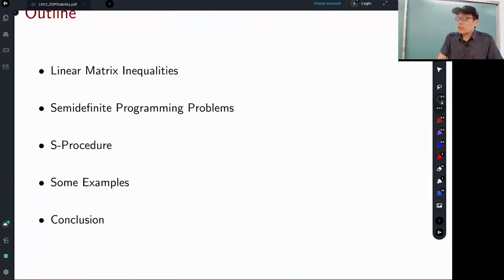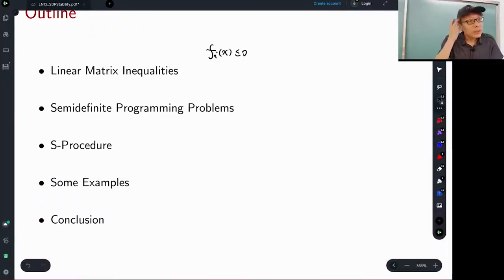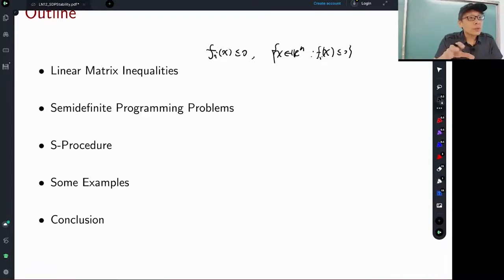In order to define SDP or semi-definite programs, we need to first introduce a very important and special class of constraints, which is called linear matrix inequalities. Typically, our constraints are given by f_i(x) less than or equal to zero, right? That's a standard inequality constraint. And x belongs to R^n such that f_i(x) is less than or equal to zero, we call that feasible, if we impose this as a constraint for optimization problems.